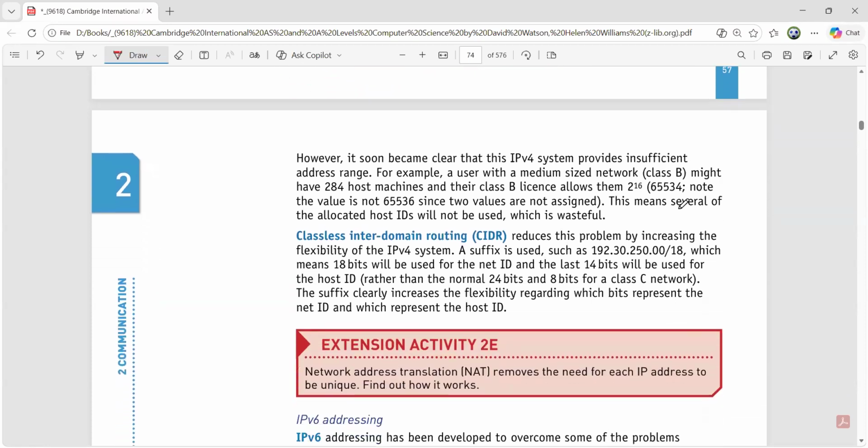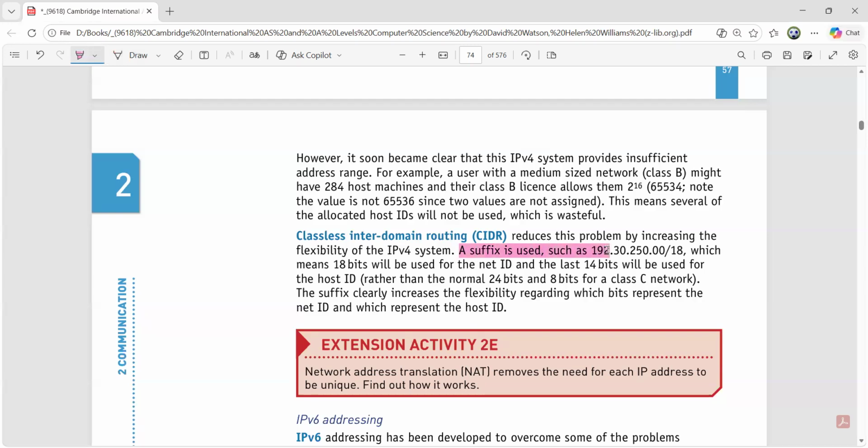Now, this is just a discussion telling you that there are licenses for many, but with this, what is happening? Another important concept is CIDR, classless interdomain routing. The problem that we were facing with the IPv4 system is reduced to a certain extent by using CIDR, classless interdomain routing. And how is it being done? A suffix is used, such as 192.